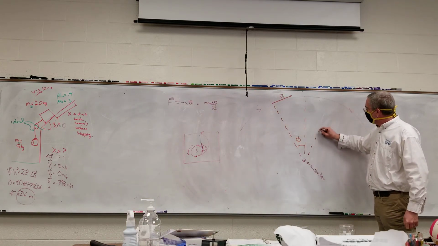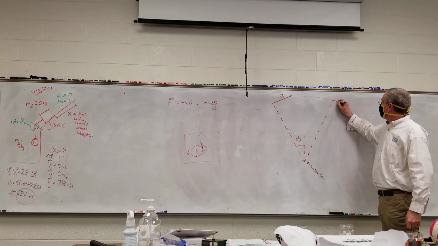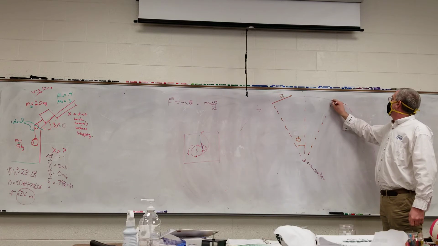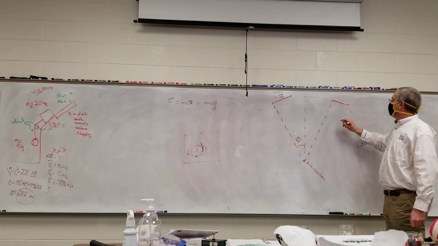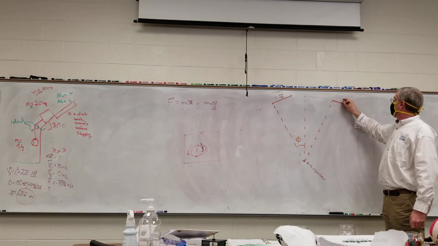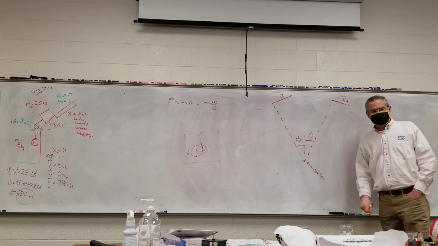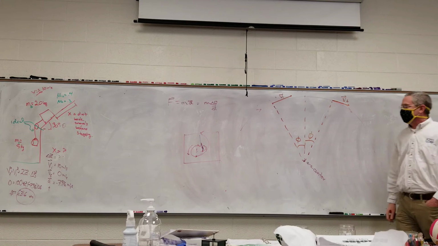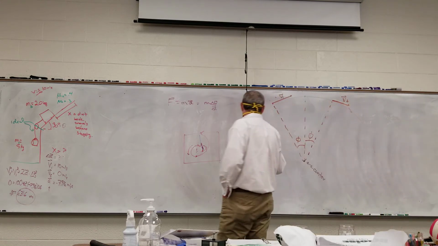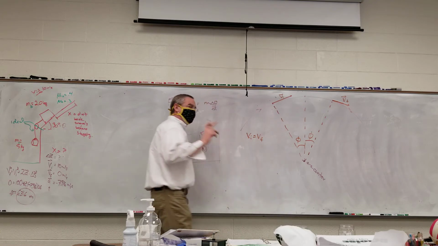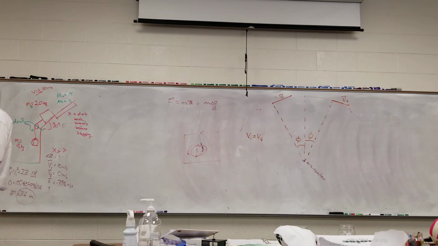And then at this point right here, this is some final velocity at some angle phi. Now I am going to assume that the speed is constant, that my initial speed equals my final speed. My velocities aren't the same because the direction is different, but the speeds are the same.